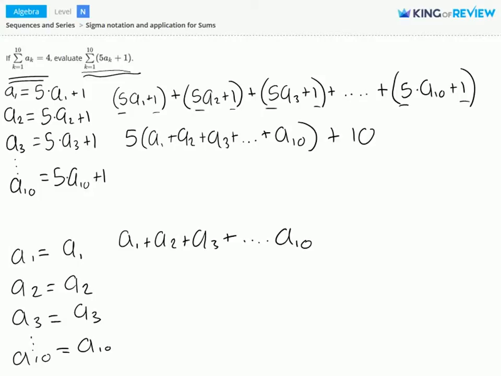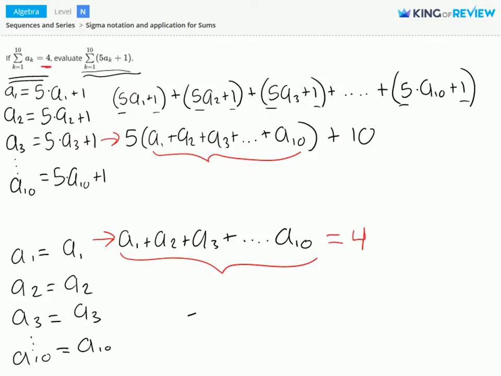So what do you notice when we compare the two sigma notations here? When we worked this out, we got this for the first sigma notation and this for our second sigma notation. You see what's in common here? This portion. And we're told that this first sigma notation in the problem is equal to 4. So we know that this portion here is equal to 4. So now let's use that information to simplify our problem.